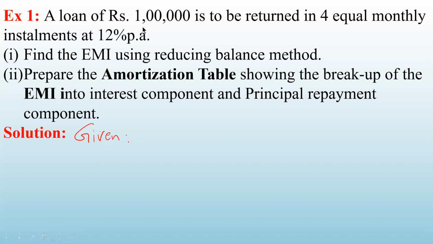As I told you, the loan is taken today. So the loan amount is always your present value. P means present value. The loan is taken today, it's a present value. So given that the present value is 1 lakh. And it is to be returned in 4 equal monthly installments. So you are paying the loan in 4 installments. So N is 4 months. Remember that whenever you have to find out EMI, your period is month. So here, what is your period? Period is month.